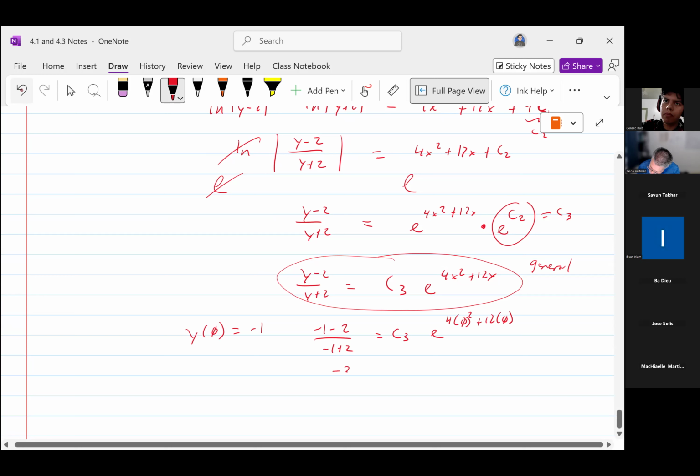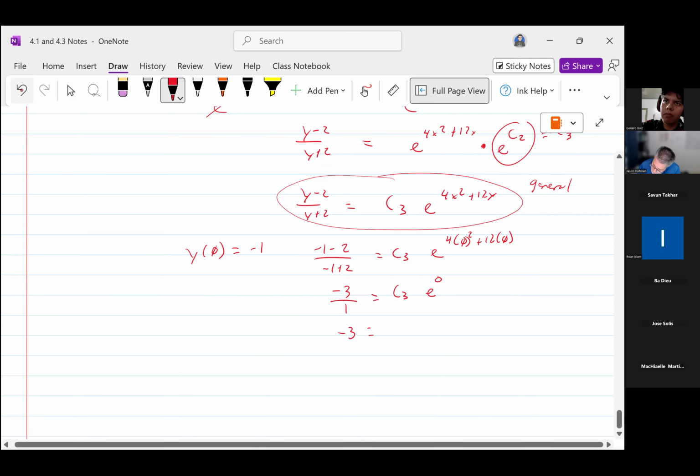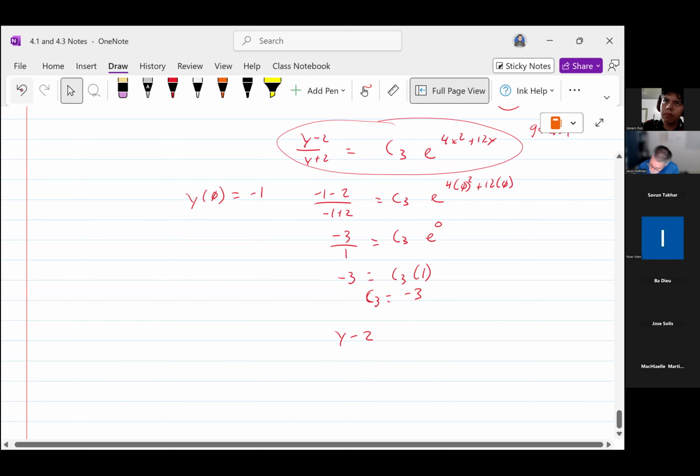This is going to become -3 over 1 is equal to C3. This is e to the 0 plus 0, which is e to the 0. So -3 is equal to C3 times e to the 0, and that's just 1. So that tells me that C3 had to be equal to -3. So my solution is y minus 2 over y plus 2 is equal to -3 e to the 4x squared plus 12x.